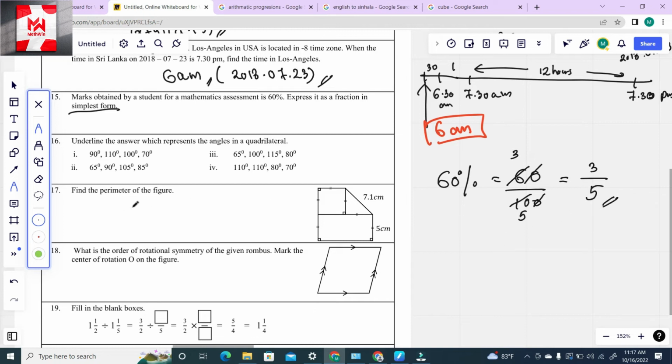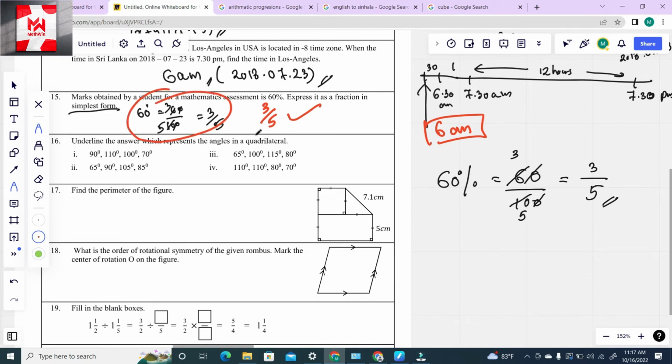Therefore the answer should be, if you want, you can write 60% is equal to 60/100, and you can divide by 2 to get 3/5. If you have the answer 3/5 for the first paper, they are given the answer. So you don't need these type of calculations. If you know the answer 3/5, just write this, okay.